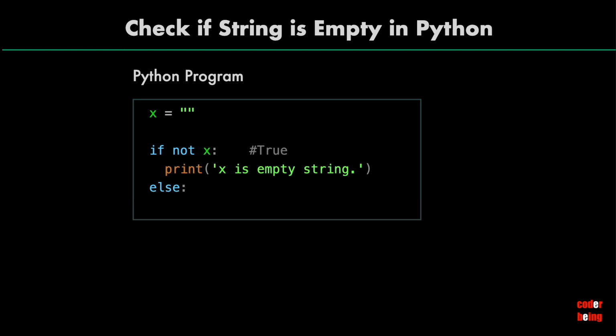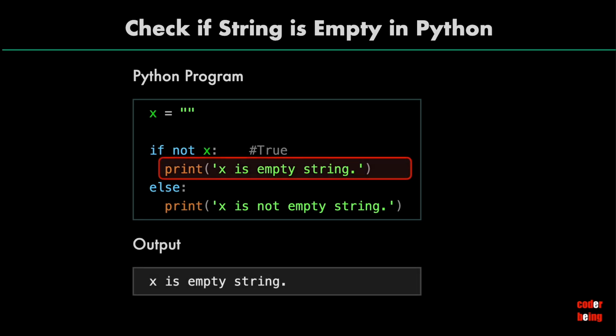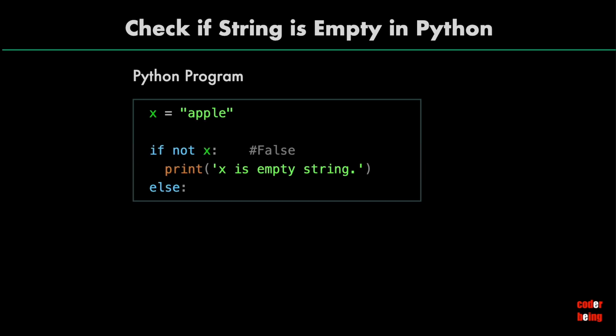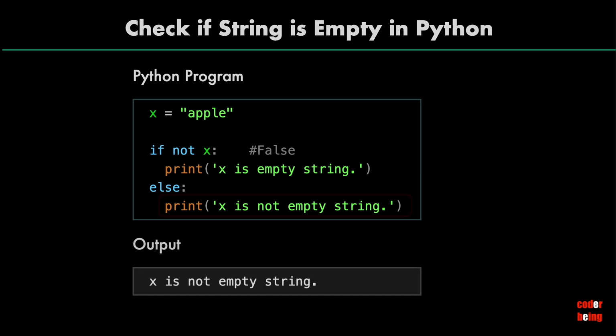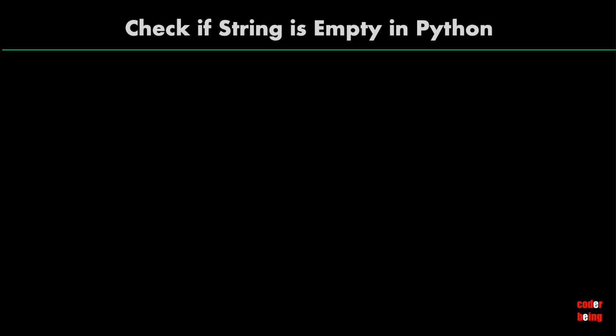In this example, we will take a string value in a variable, x, and check if the string is empty or not. Run the program and you will get the following output. Since the given string value is empty, the condition is true, and if block executes. Let us change the string value in x to apple and run the program again. Since the given string value is non-empty, the condition is false and else block executes.